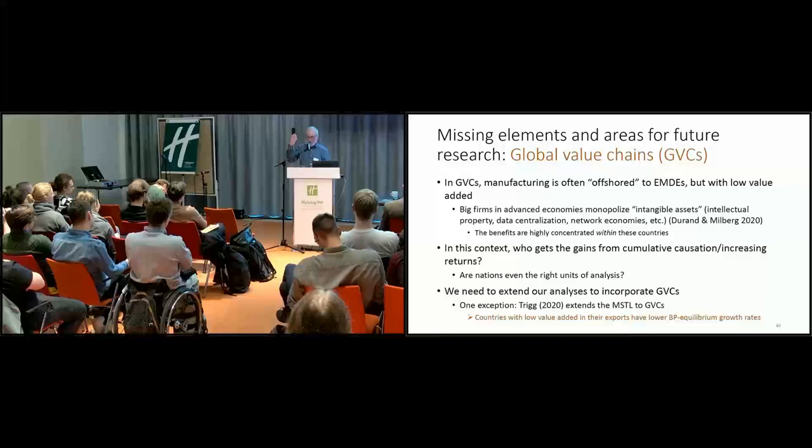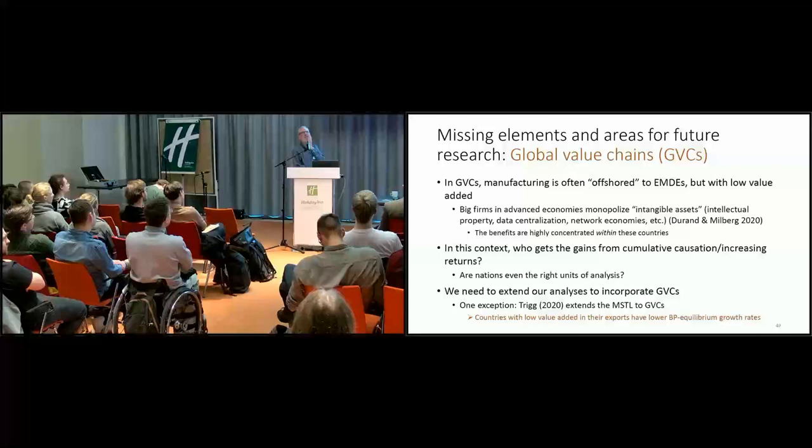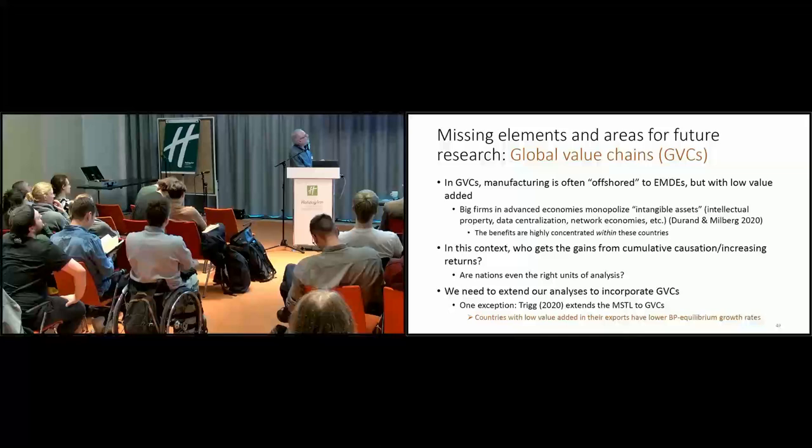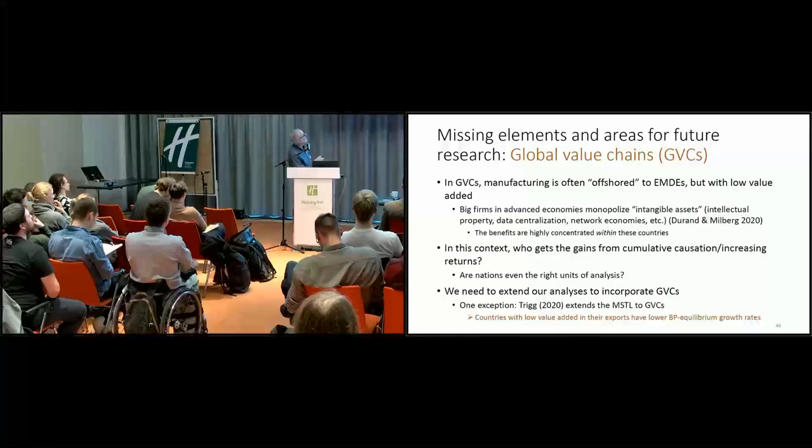And I really commend to all of you, it's not that well known, but it's a really wonderful paper by Durand and Milberg. I think it's in an interdisciplinary journal that we economists should read more and don't. Review of International Political Economy, I think. When you see this online, there'll be a reference list at the end. They look at monopolization of intangible assets, which includes things like intellectual property, data centralization, network economies, et cetera, as a kind of new form of monopoly capitalism.